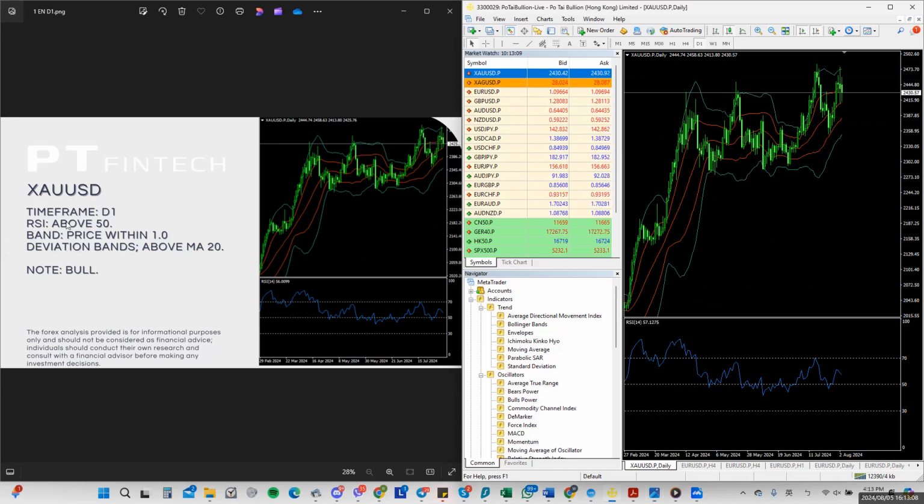PTips says that RSI is above 50, which it is. The price is within the 1.0 deviation band, and it's still above MA20. Yes, it is. So the note is that it's bullish. Great. So you see the highs are getting higher. There was a bear channel that has been broken above.